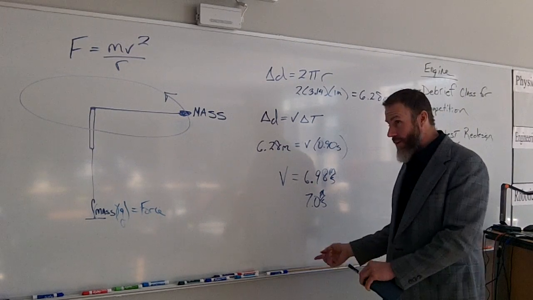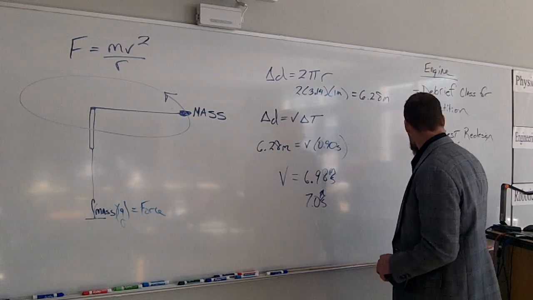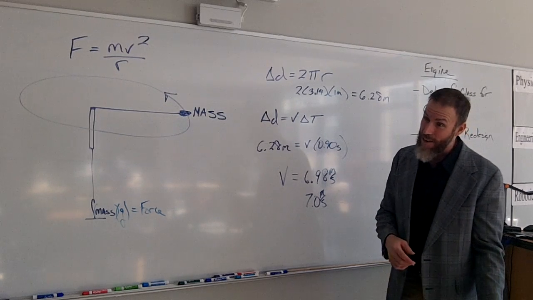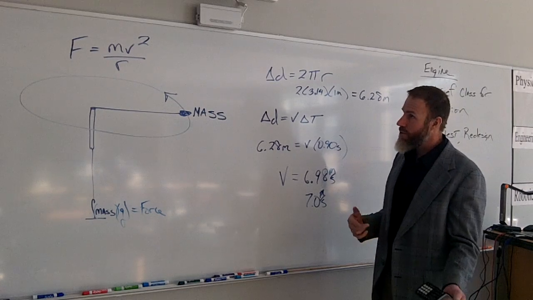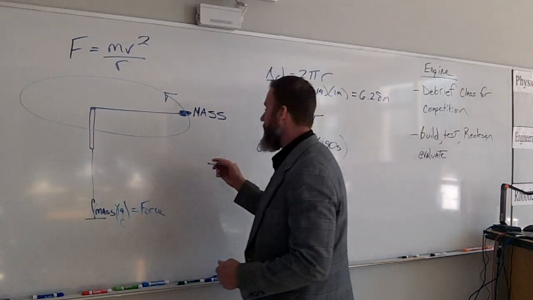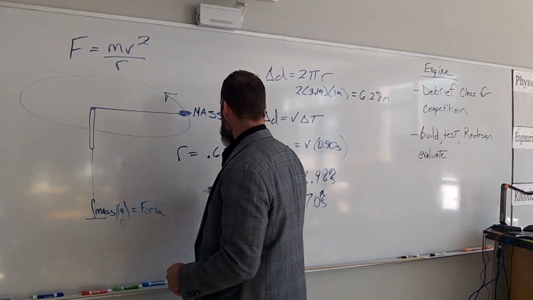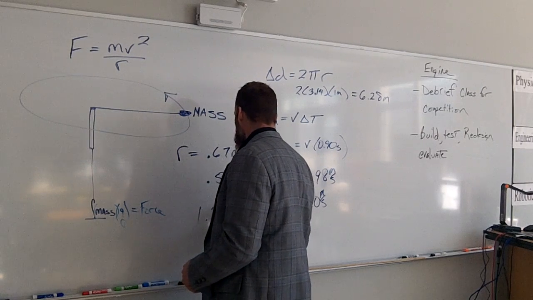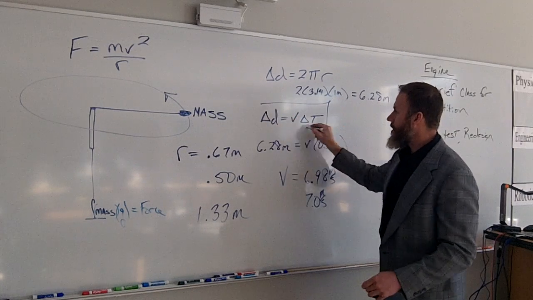Now, in Part C, we want to match this same 7 meters per second. But here's the tricky part: our radius is now changing, and therefore our distance is not the same. So we have to keep the same velocity with a different total distance once around. For Part C, we're going to have a radius of either 0.67 meters, 0.50 meters, or 1.33 meters. And we're going to use this same equation.